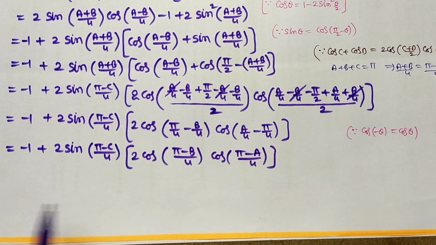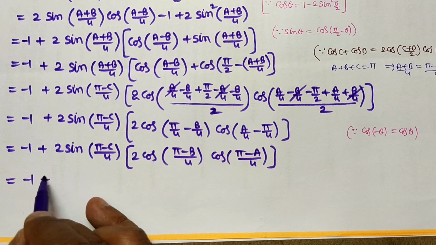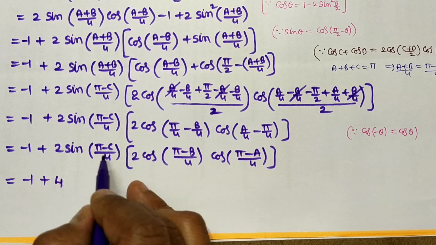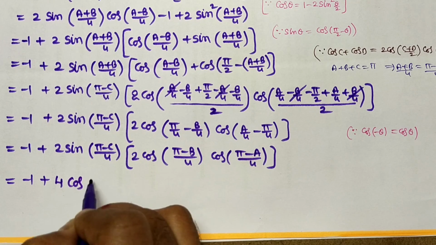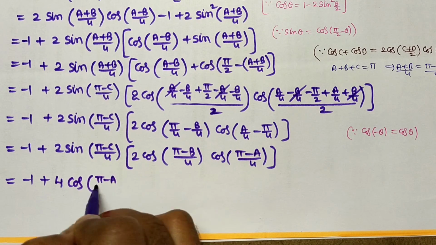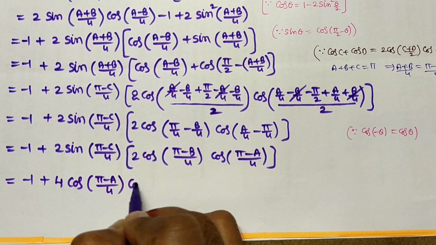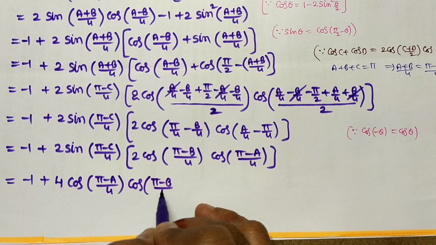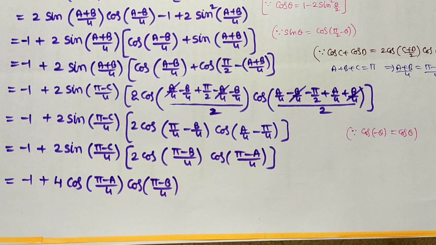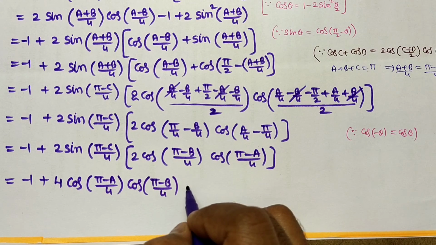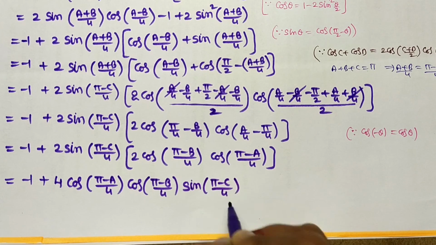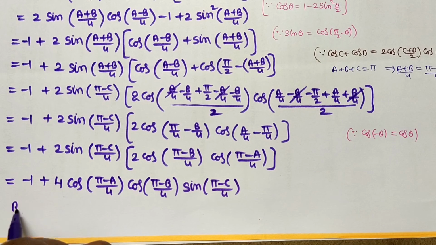Now the required RHS: minus 1 plus 2 into 2, 4. First A, after that B, after that C. So cos of (pi minus A)/4 into cos of (pi minus B)/4 into sine of (pi minus C)/4, which is the required RHS.